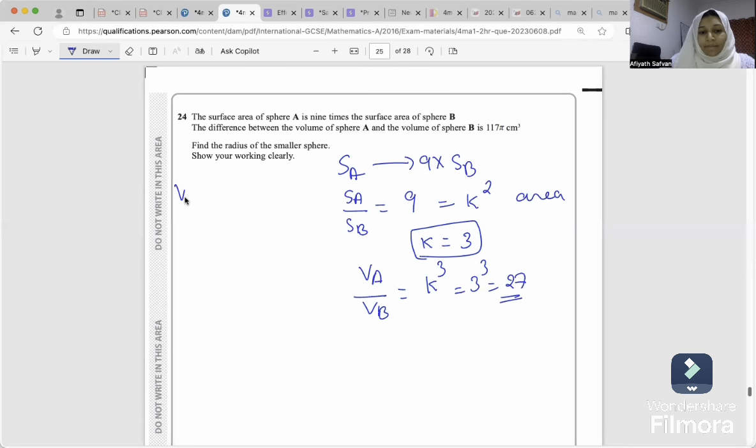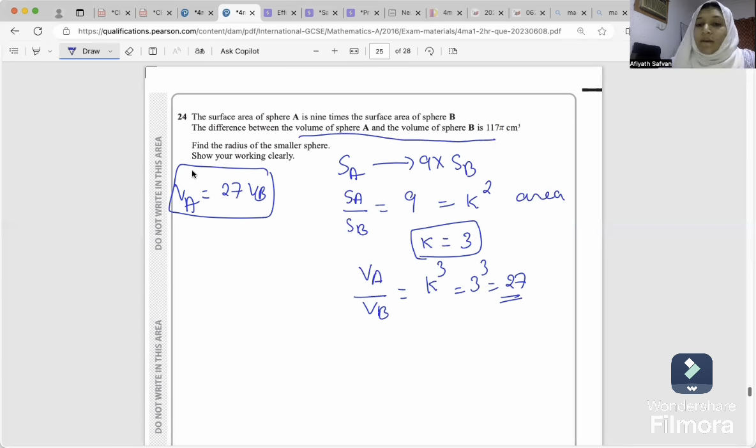So I will write here VA is 27 times VB. Okay, my two expressions are ready. There is a statement which is given. The difference between the volume of the sphere A and the volume of the sphere B is going to be 117 pi. So let's take the difference, minus volume of the sphere B, which is 117 pi. As a result of that, I will substitute VA as 27 VB minus VB, which is 117 pi.